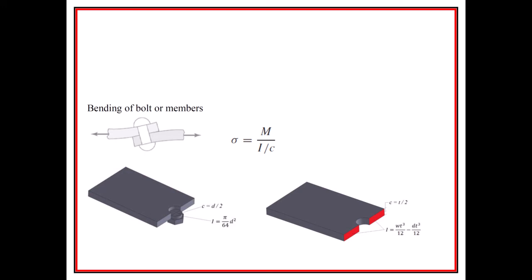So in order to find this one, we get MC over I, right? Well, I just put the I over C on the bottom right here. So we want to figure out first, what is the moment that's going to be placed on this? The best way to do that is to make free body diagrams, and that's going to be true for all of these. If you don't know exactly what's taking place, then don't just trust equations. Make a free body diagram.